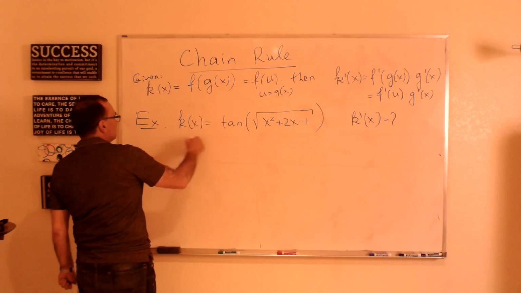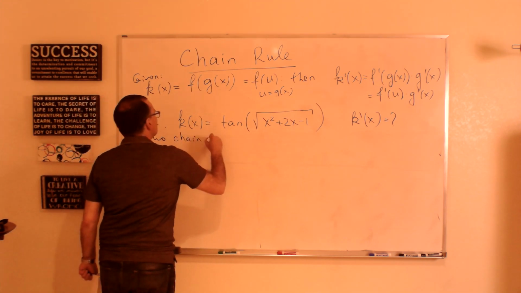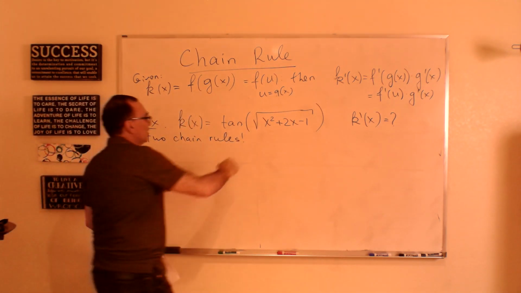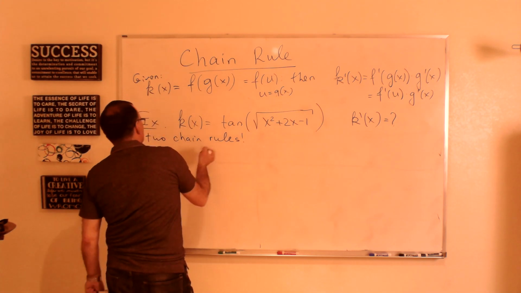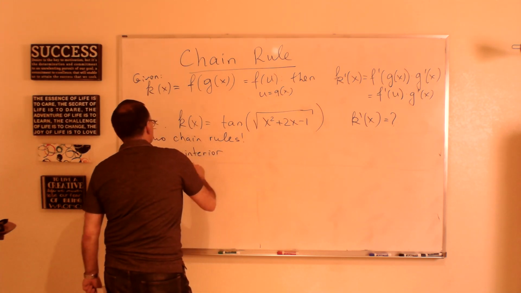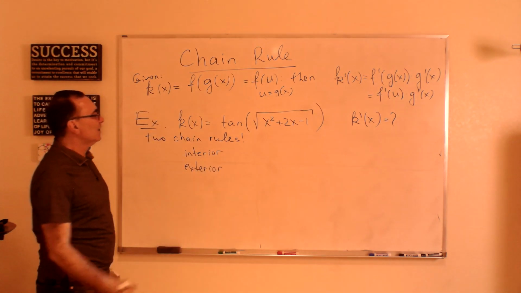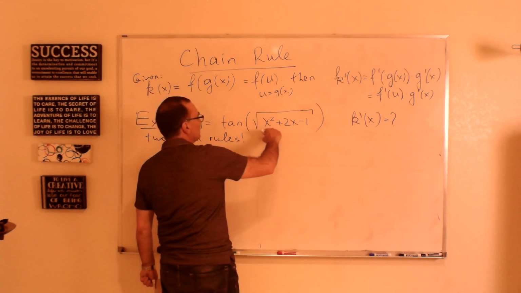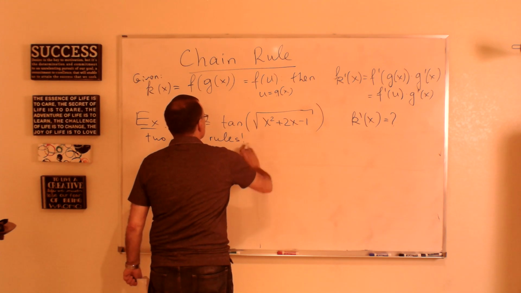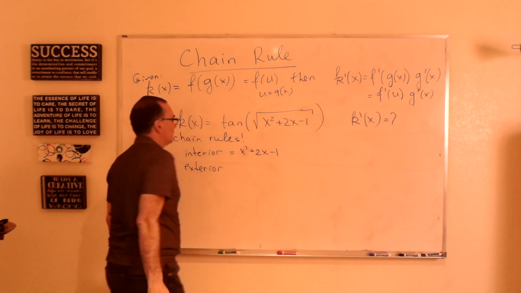So definitely this chain rule, in fact, it's two chain rules. So let's try to do it. Like in any chain rule, we need to figure out the interior and exterior. And what is the interior, what is the exterior? The most interior part here is x squared plus 2x minus 1. So let me write here: x squared plus 2x minus 1.